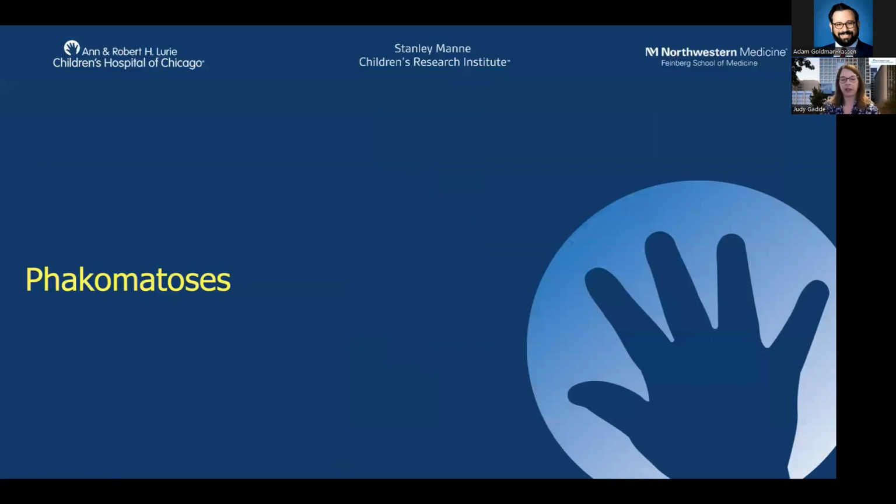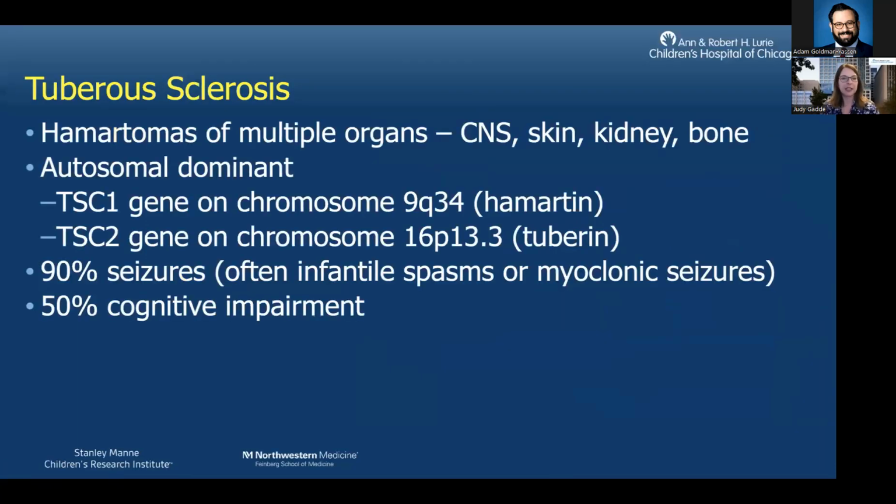Okay, I'm actually like speeding through. So to end off with a couple of phacomatoses, this first one I wanted to talk about is tuberous sclerosis.